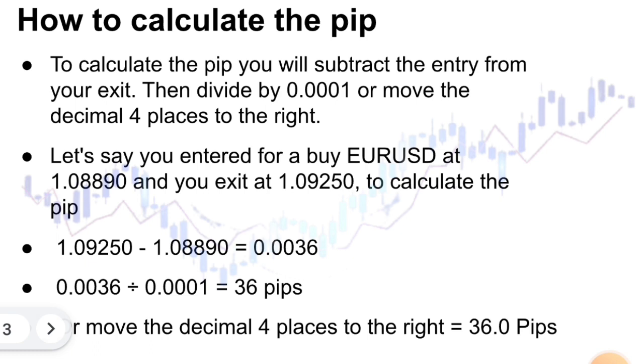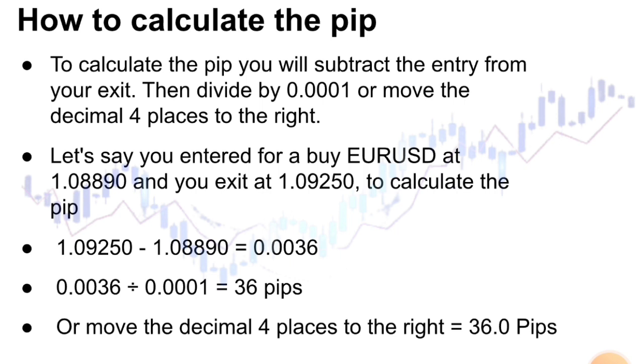All right. So let's have an example to see what we're discussing. Let's say you enter for a buy the Euro USD at 1.08890 and you exit at 1.09250. To calculate the pip, all you need to do is subtract your entry from your exit, or you go ahead and subtract the lower number from the higher one, okay? And what you get is 0.0036.